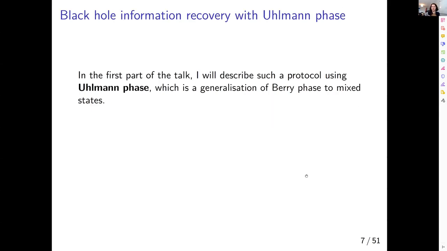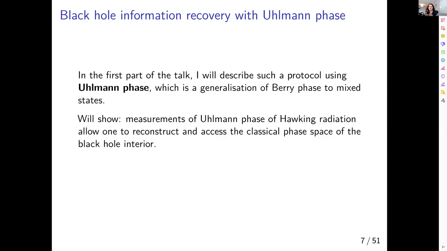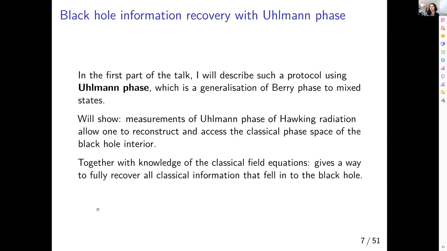So in the main part of this talk, I'm going to provide a protocol for doing this. It's based on an object called the Uhlmann phase, which is a generalization of Berry phase to mixed states. I'll show how you can completely reconstruct the phase space of the inside of the black hole by making measurements of the Uhlmann phase of the Hawking radiation. If you then combine this with knowledge of the classical field equations, which you can just simulate on an ordinary classical computer, it will suffice to recover all of the classical information about the matter that fell into the black hole in the first place. So the island formula told us that black hole evolution is unitary, but this tells you how you can actually recover the information.